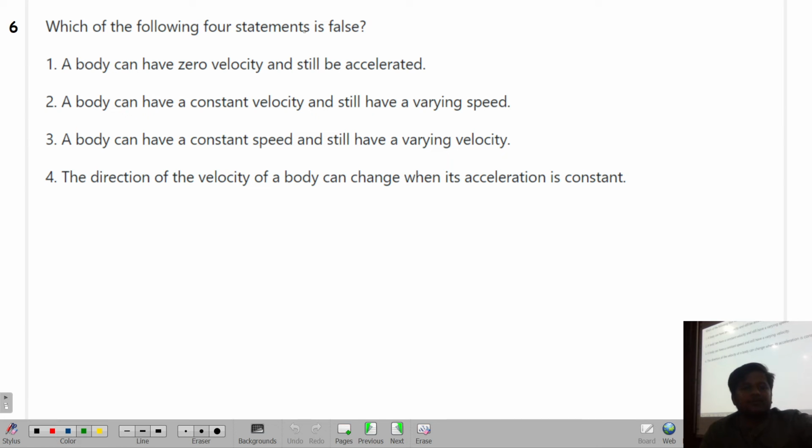Which of the following statements is false? Okay, go one by one with respect to the options. First option: a body can have zero velocity and still be accelerated. So this is true, yes or no? Already I said over here.